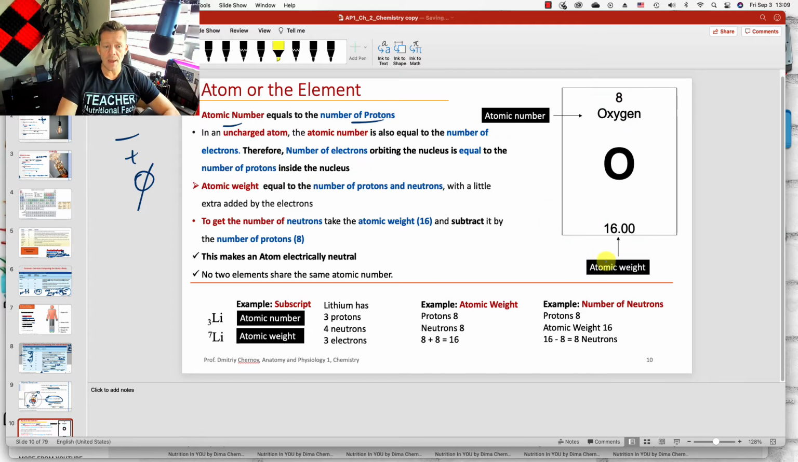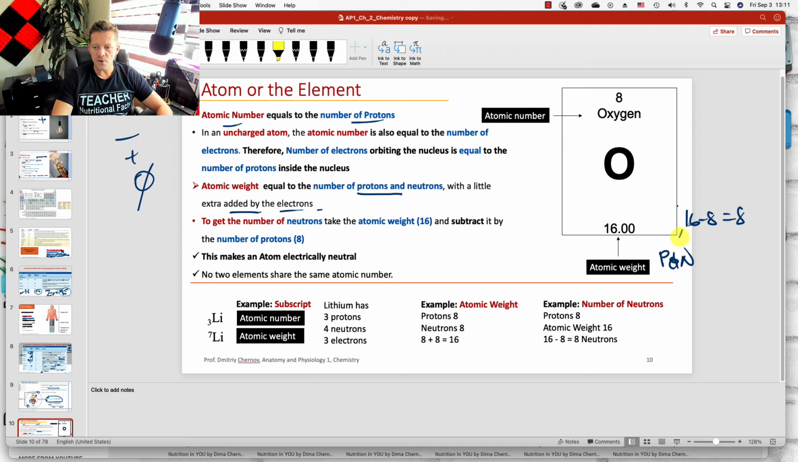So now let's look at atomic weight. Atomic weight is equal to the number of protons and neutrons. So how many neutrons do I have? 16 minus 8 equals 8. So this is atomic weight minus protons equals 8 neutrons. That's how you calculate the number of neutrons. So atomic weight includes all of those particles that are part of an atom, including electrons, but electrons are insignificant.